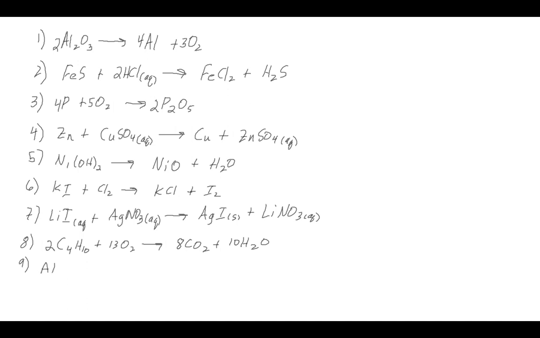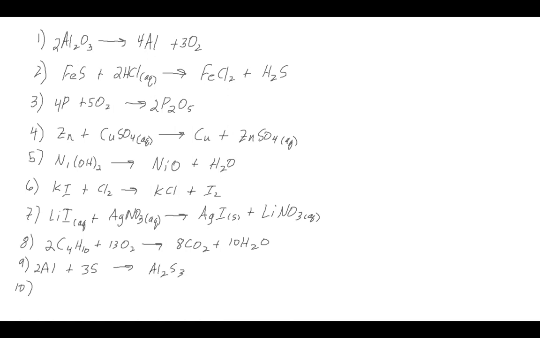aluminum plus sulfur is going to give you aluminum sulfide. Watch your charges on that one. Aluminum's a +3, S is a -2, so when you crisscross them. Okay, number 10. Okay, and again, we'd have to, of course, balance that. Sorry about that. We'll have to do that here.